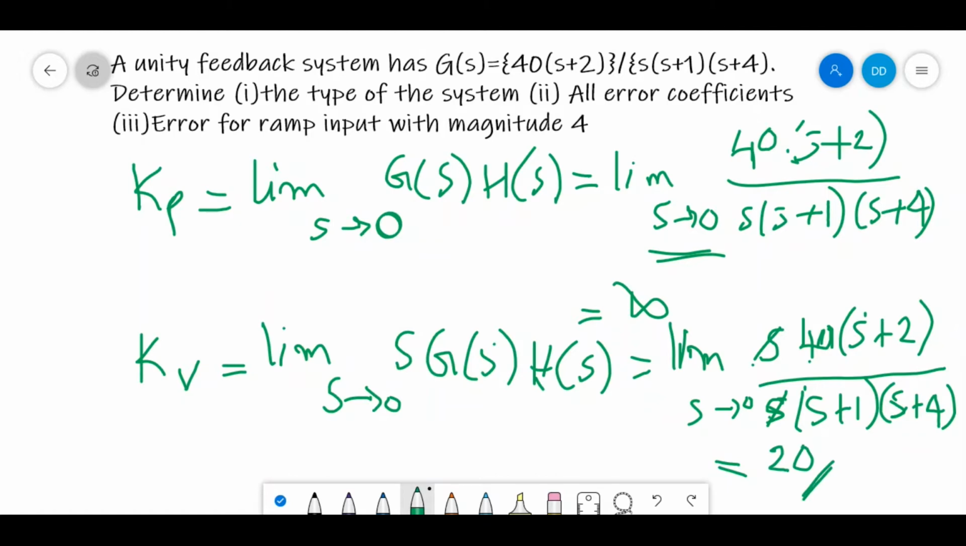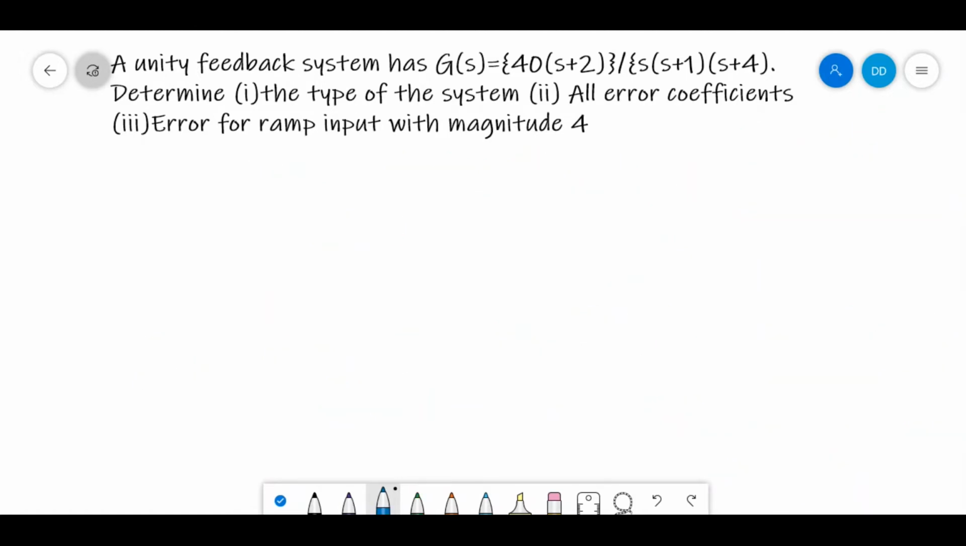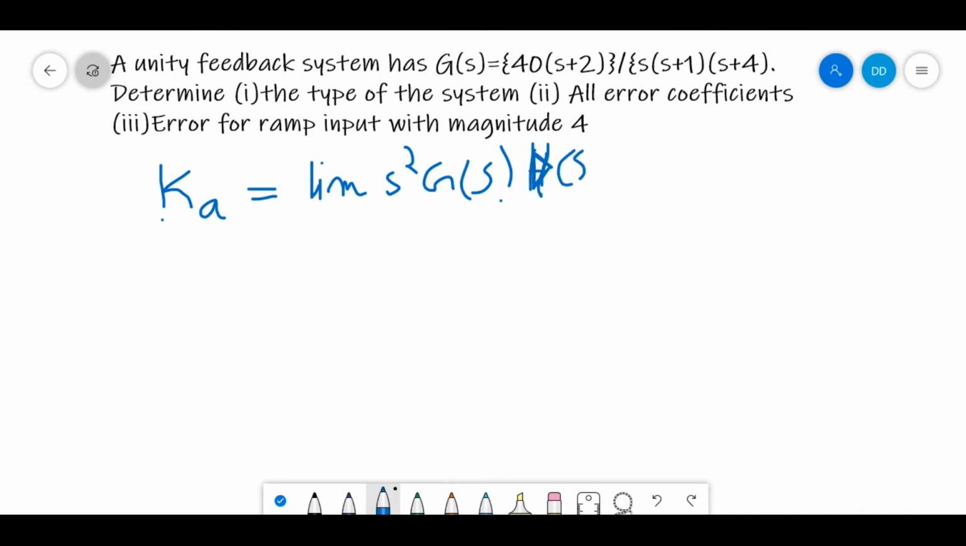So we get the value of Kv as 20. Next, we'll find the acceleration error coefficient. Acceleration error coefficient is given by Ka equal to limit s square G(s)H(s) as s tends to 0.